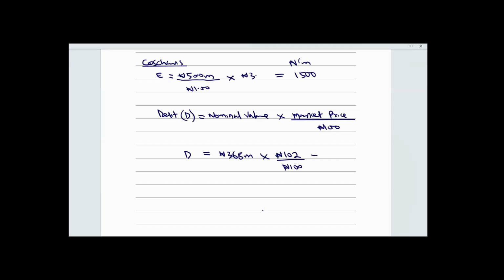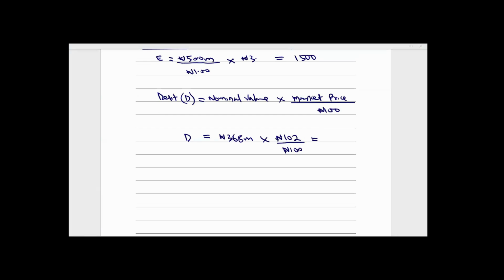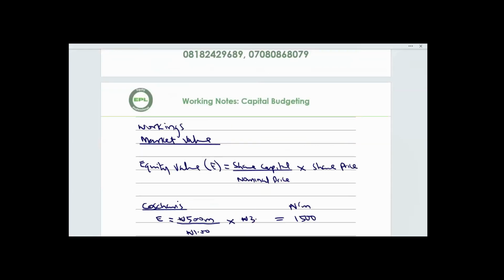Therefore, this will give us 368 multiplied by 1.02, equal to 375.36, rounding to 375. Here is 375 million. So I can then go ahead with my calculation.